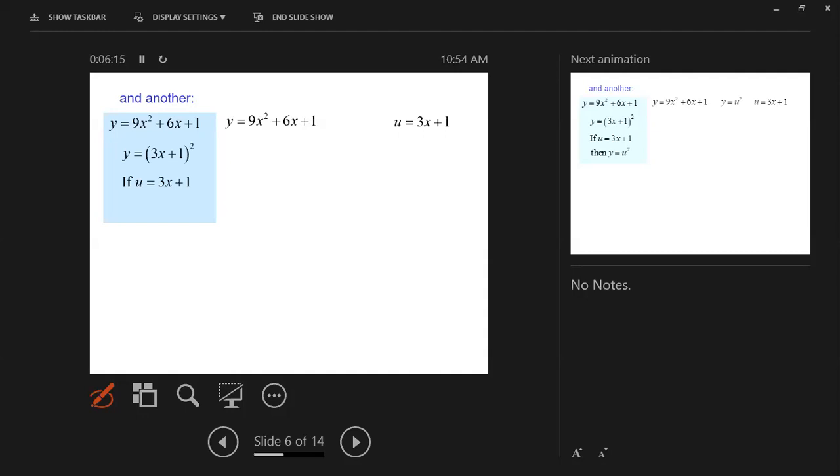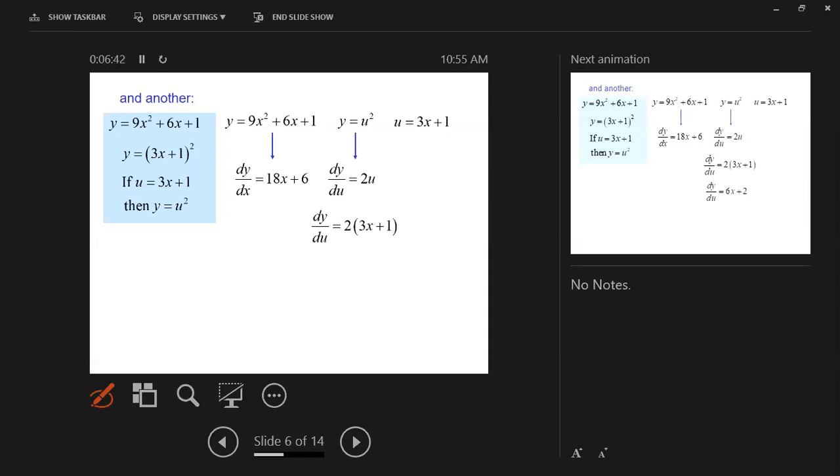And then if u equals 3x plus 1, I can now rewrite the whole equation as u squared. So y equals u squared. All right, so at this point, again, I can take the derivative. I already know the answer is going to be 18x plus 6. But if I look at the way that I decompose this function and take the derivative of these individual equations, dy/du is 2u, du/dx, that's just going to be 3.